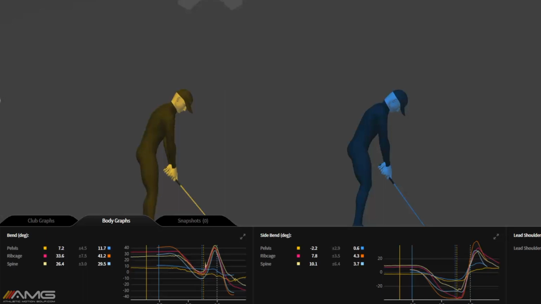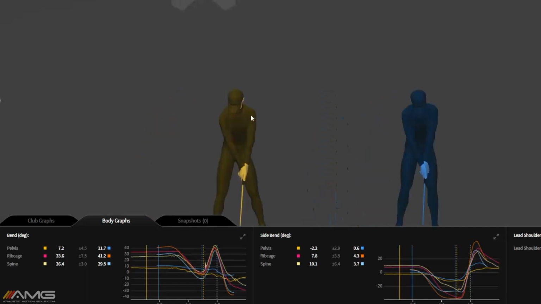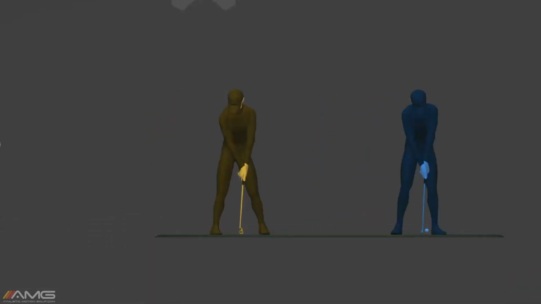Today we're going to take a professional PGA Tour player and an amateur and look at the key differences in some of their body motion. I took an amateur with a classic, out over the top, steep downswing and really scoopy impact, adding a lot of loft at the ball. So let's go ahead and look at that from face on.